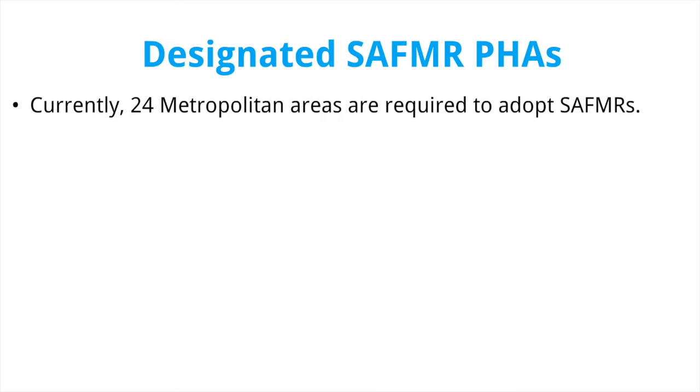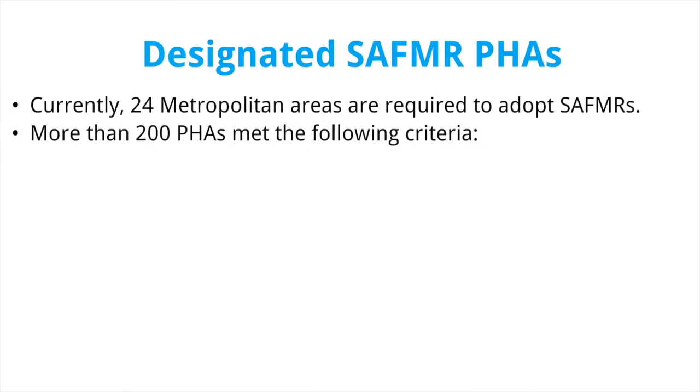The use of small area FMRs is optional for most PHAs, but PHAs located in one of HUD's designated 24 metropolitan areas are required to adopt small area FMRs. These 24 metro areas include more than 200 PHAs. HUD designated these metro areas based on the following criteria at the time of designation.